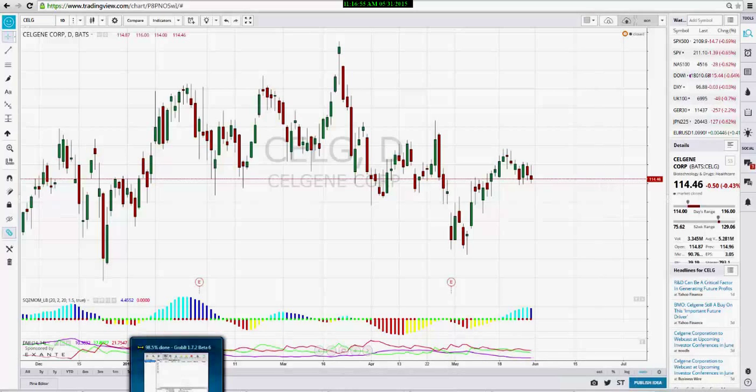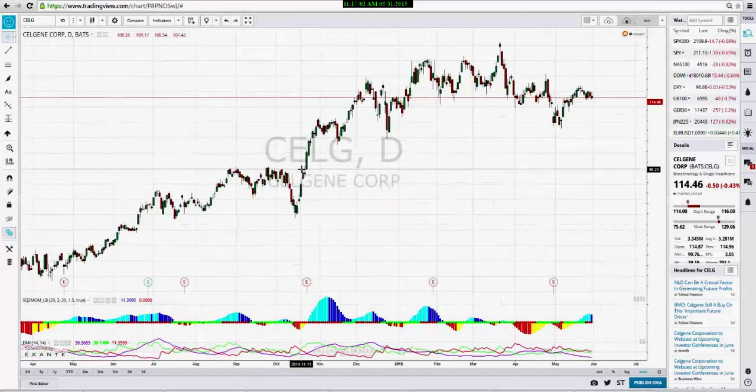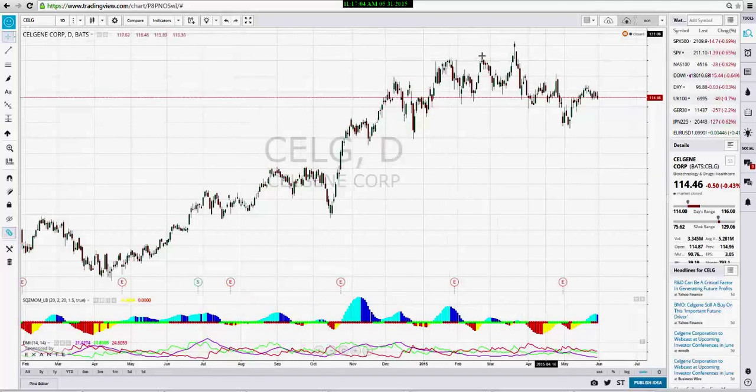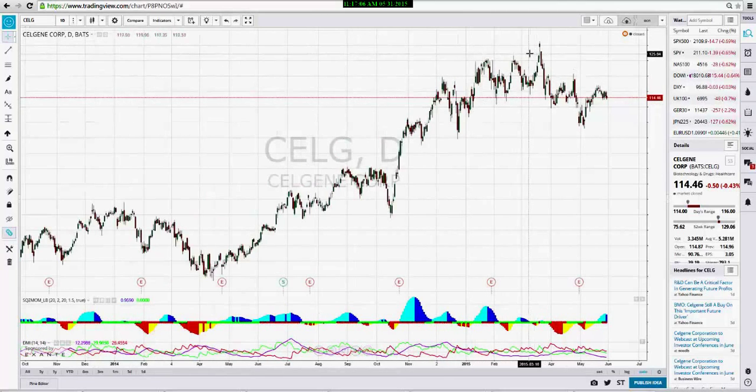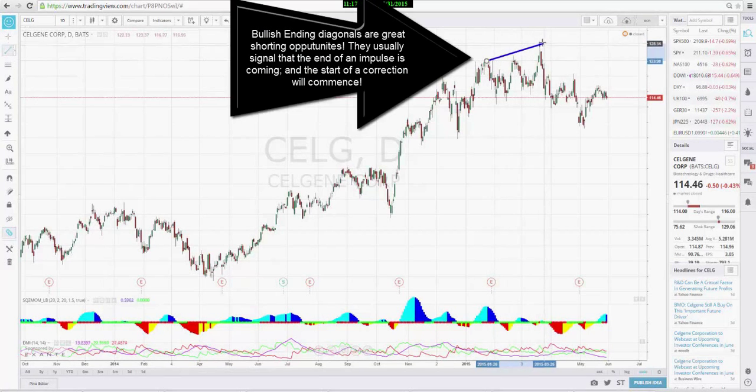Okay, so first stock we're looking at is Celgene here. Let's see what kind of count we can get out of this. Already I see an ending diagonal here for the fifth wave, so I know that's the end of the 5-wave count. Why don't we start marking this? We'll mark this ending diagonal as such. And we have a leading diagonal here. Look at that.